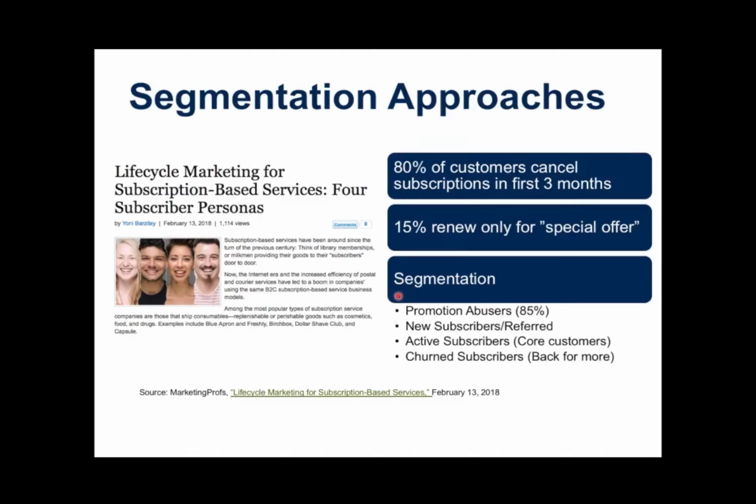15% are coming only for a special offer, and so they've actually created new customer segments of what they call promotion abusers: new subscribers, active subscribers, and churned subscribers that are back for more a second time. So again, it's very common to see these kinds of breakdowns and how they play out with different businesses in the population and around the world.